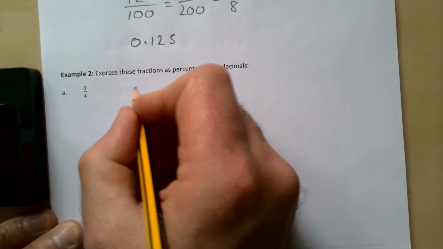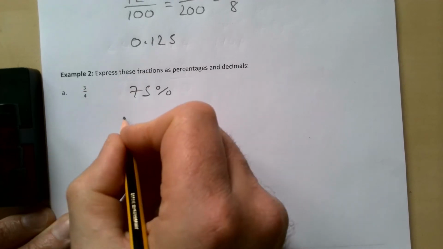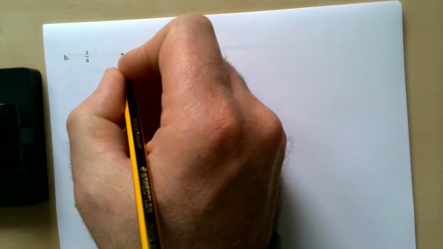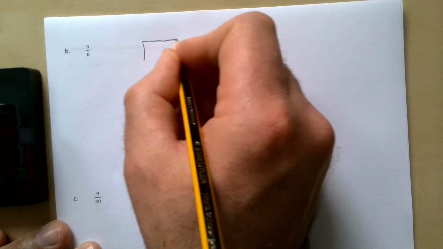Express these fractions as percentages and decimals. So 3/4 is of course going to be 75%, and then as a decimal is 0.75. 3/8 is a bit of a tough one, but let's just actually work it out and show that we can work it out, just in case you were struggling a bit.